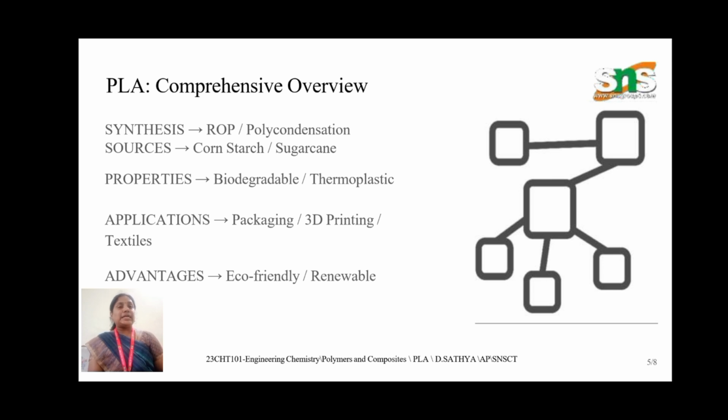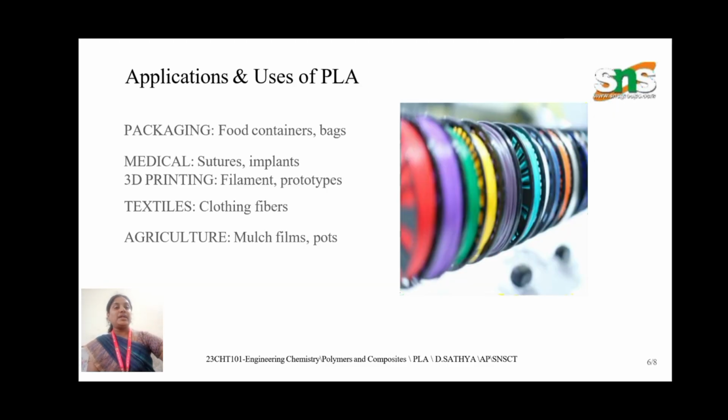So this is the comprehensive overview of PLA. It has a very simple synthesis, polycondensation. Sources are corn, starch or sugarcane. Properties are biodegradable and thermoplastic. Its applications are packing, 3D printing, textile applications and advantages. The main application of PLA is packing materials like food containers, disposable cups and plates, packing films and biodegradable plates.